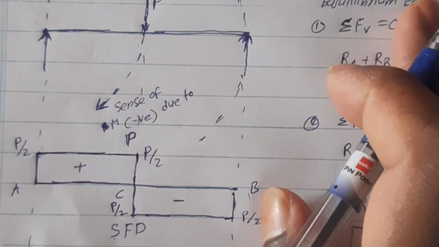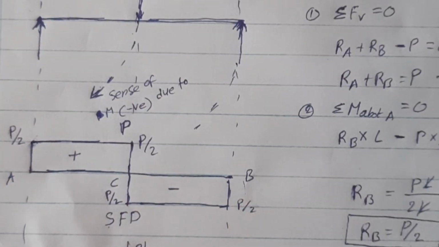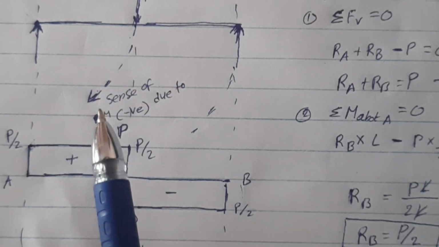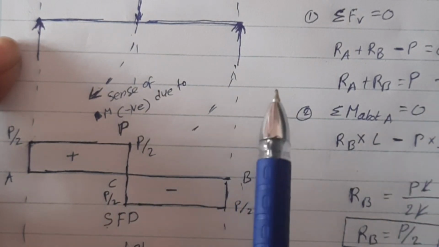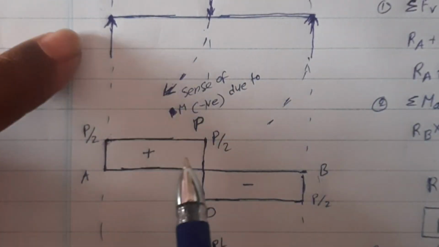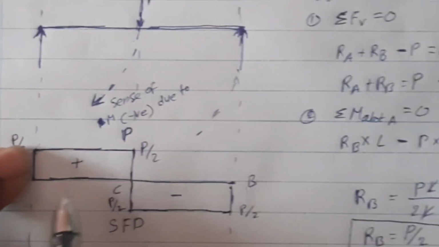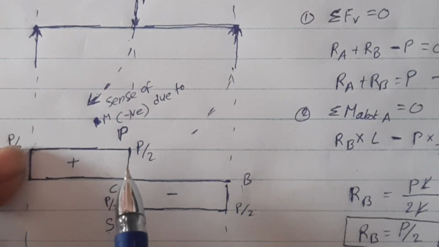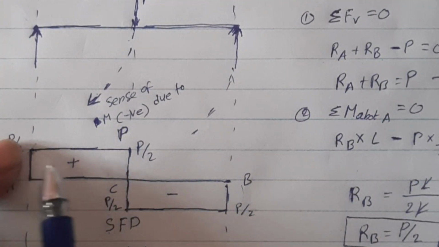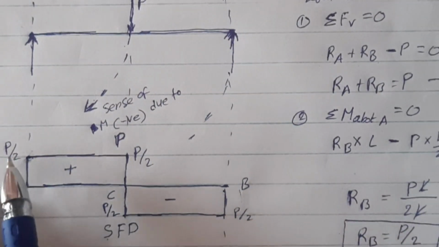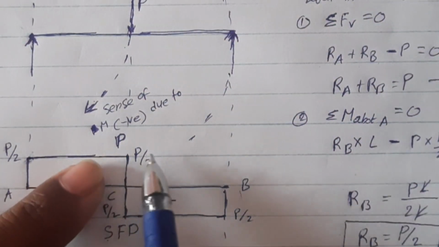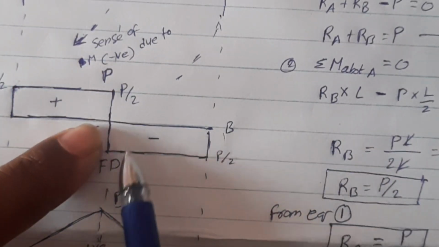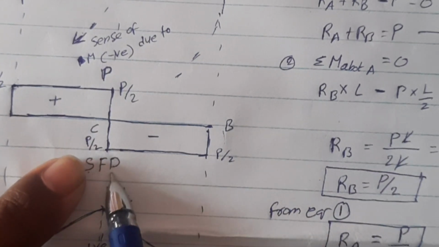Don't get confused when drawing the shear force and bending moment diagrams. Take any convention, either upward as positive or downward as positive. I take upward shear force as positive, so at A the reaction is P by 2, so plus P by 2, and there is no load between A and C, so it continues up to C. Then the downward force is P, so minus P by 2 is the resultant shear force.